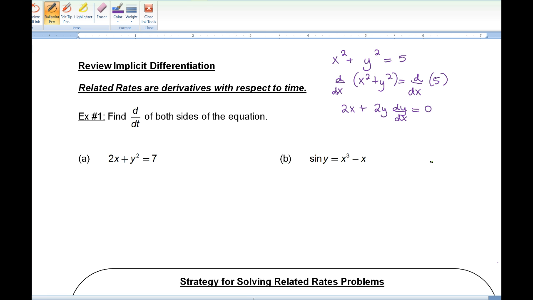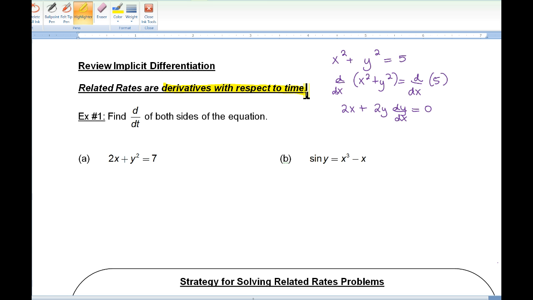Now, the thing in related rates, we may be solving for the dy dx part, or we might be solving for the x or the y or some other variable. So what I want to do with related rates, the key here is they are derivatives with respect to time. So related rates will always be d dt. So no longer d dx.